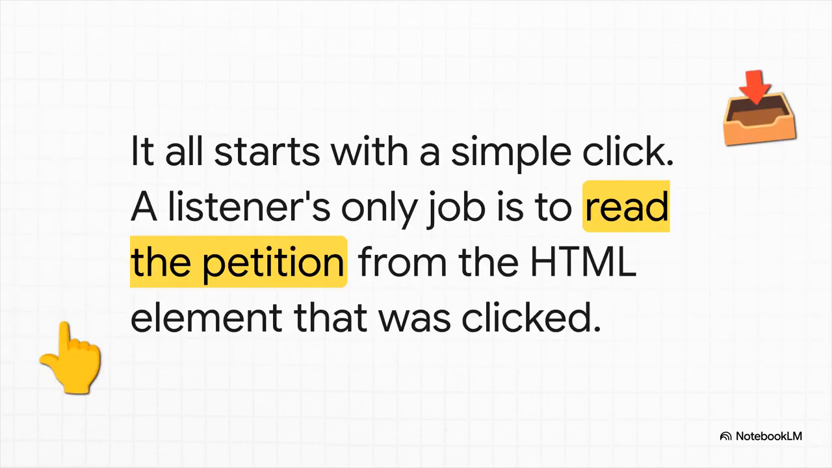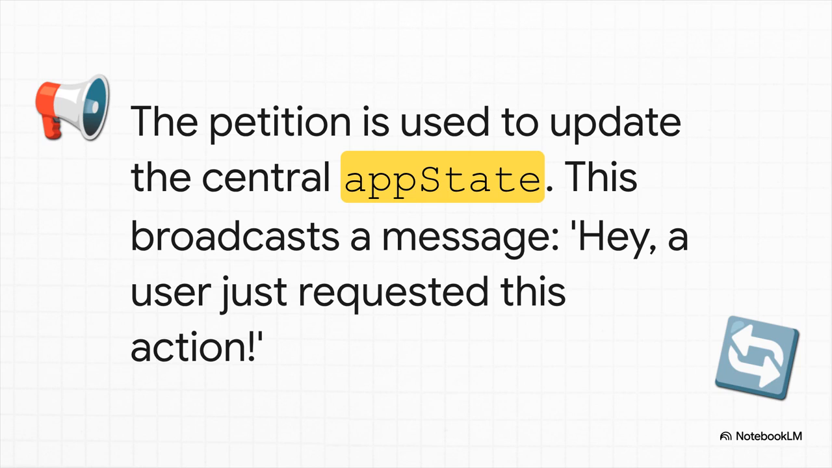So let's trace that flow. It all starts with a single click. The code listening for that click has one job and one job only, to read the petition from the thing that was just clicked. It has no idea what to do with it. Its only job is to pass the message along. That petition then goes and updates the central app state. You can think of the app state as the system's main communication hub, or like a central notice board. By changing the state, it's basically shouting, "Hey everyone, a user just requested this action."